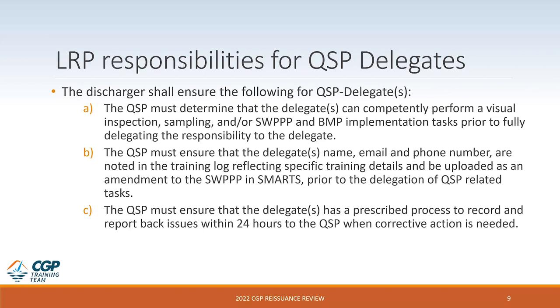The discharger shall ensure that the following for QSP delegates occurs. One, the QSP must determine that the delegates can competently perform the visual inspection, sampling, or SWEP and BMP implementation tasks prior to fully delegating that responsibility to the delegate. The QSP must ensure that the delegate's name, email, and phone number are noted in the training log reflecting the specific training details and be uploaded as an amendment to the SWEP and SMARTS before the delegate starts performing these tasks. The QSP must ensure that the delegate has a prescribed process to record and report back issues within 24 hours when there is a corrective action identified.